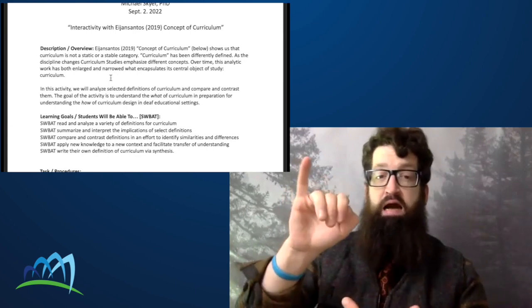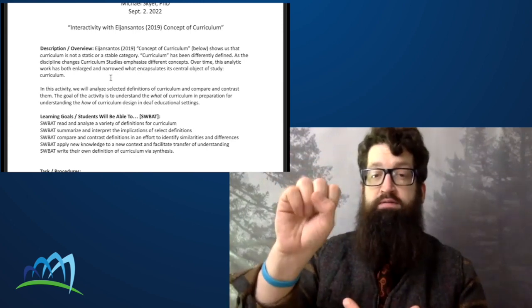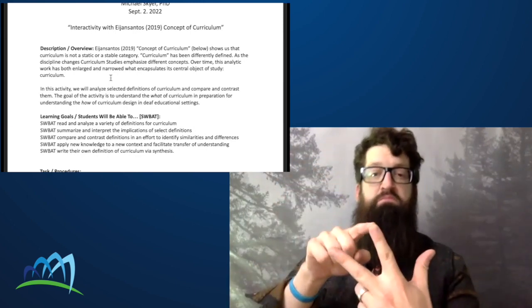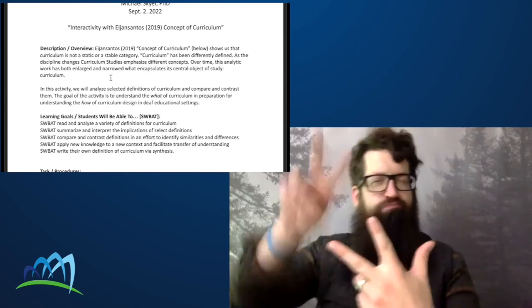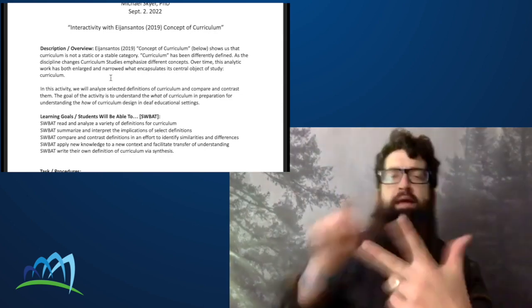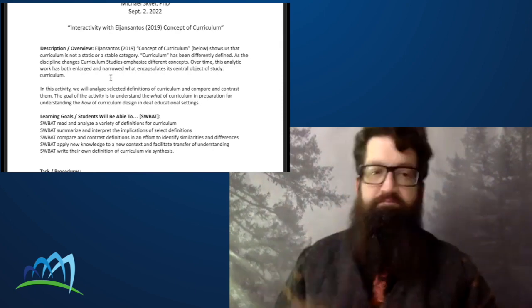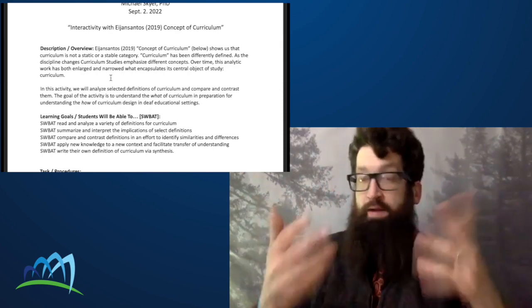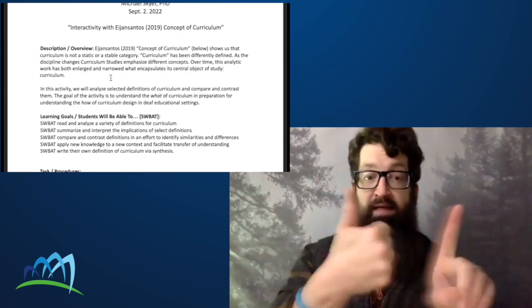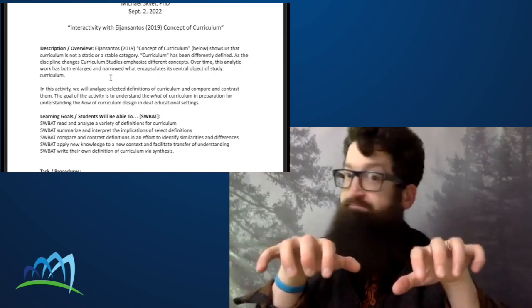Page number 2 talks about EJ Santos. Page number 1 has instructions, and page number 3 has instructions. But page number 2, I'm going to show you now close up. It talks about the different curriculum.